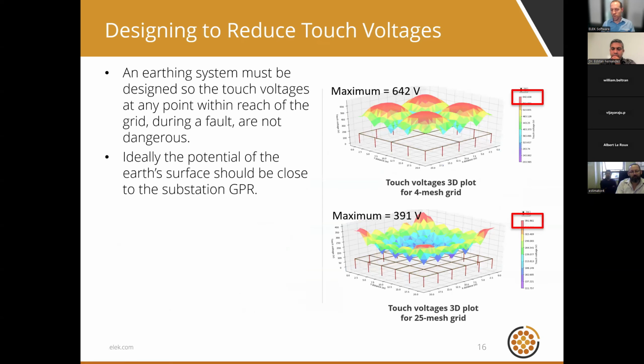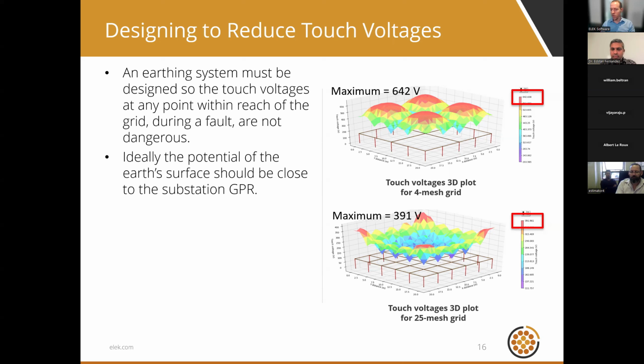Very often during a design, we need to be able to reduce our touch voltages. One way is to modify the earthing system. So we can reinforce the grid. We can do things like adding more conductors. We can add rods. This is not the only way of reducing touch voltages, but it's one way. And you can see here that the difference on the right-hand side, we've got a simple 4-mesh grid.